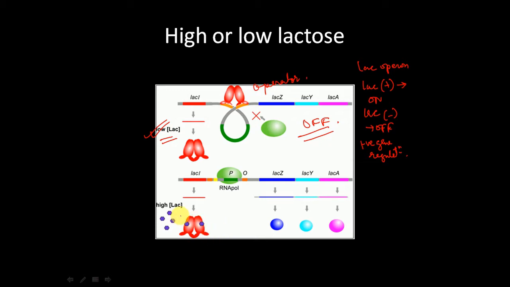When we have high lactose, however, lactose gets converted into allolactose, which acts as an effector molecule for this particular protein transcribed by Lac I. This now, since it has undergone conformational change, cannot bind to the operator sitting here, which makes RNA polymerase come and bind with the promoter, and hence our transcription becomes possible. In this case our Lac Operon is switched on. Now the Lac Operon by default remains switched off.